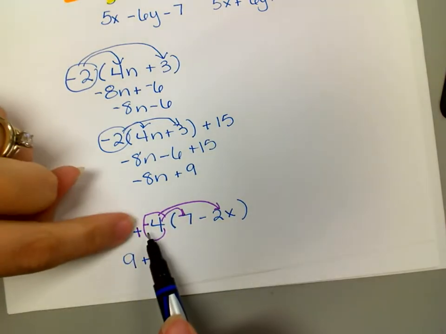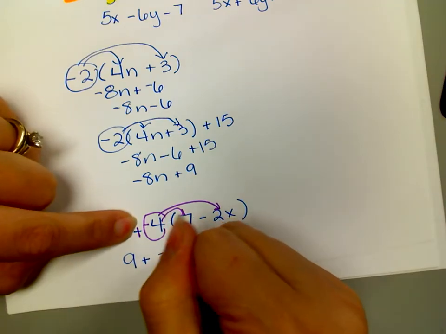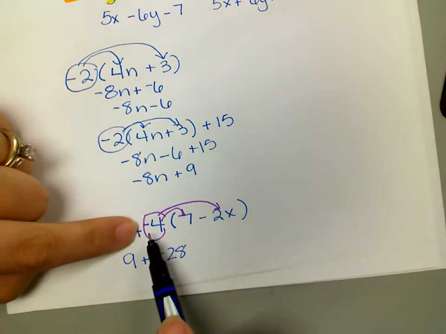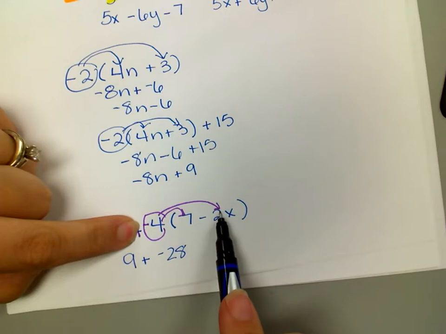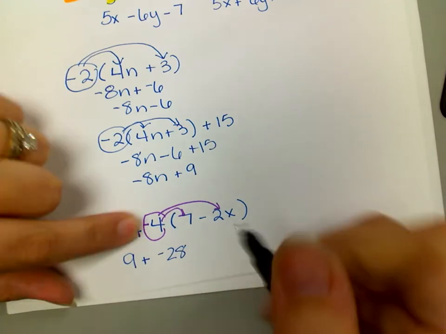So that means I'm going to have 9 plus, that's a negative 4 times 7, so that's a negative 28. And then I have negative 4 times negative 2x. So negative times a negative makes a positive, so that's going to be a positive 8x.